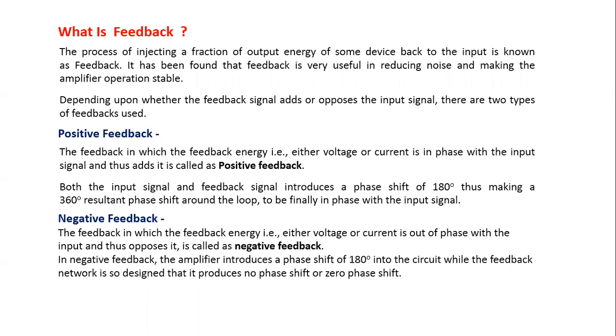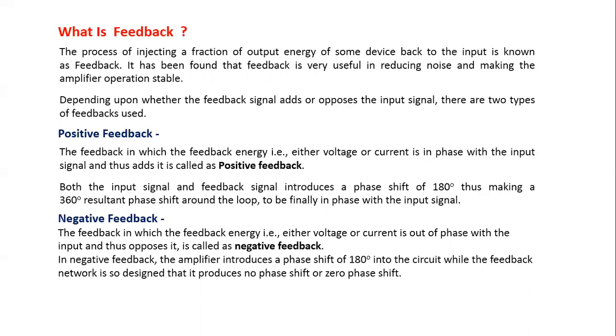Depending on whether the feedback signal is going to add to or oppose the input signal, feedback is classified into two types: first, positive feedback, and second, negative feedback. In positive feedback, the feedback, which may be the voltage or the current, is in phase with the input signal and thus gets added to the input signal, and it's called positive feedback. In this, the phase shift is 360 degrees.